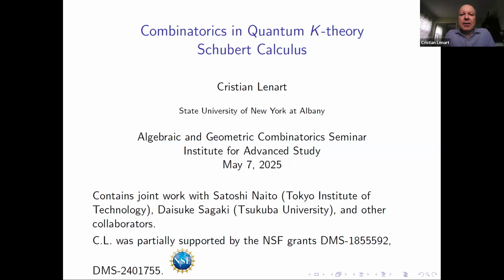So this talk will be about combinatorics and quantum K-theory Schubert calculus. The story of combinatorics in Schubert calculus, as you well know, is a very old one, and most of the time we use combinatorics to perform explicit calculations in Schubert calculus on flag manifolds. But the main message of my talk, related to quantum K-theory Schubert calculus, is that combinatorics actually can do more. Combinatorics sometimes can get ahead of the geometry, can offer good intuition, and can guide the geometry.